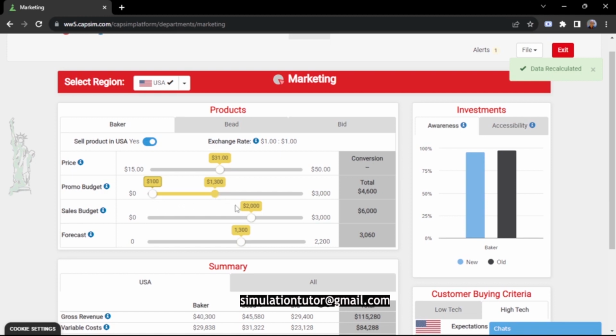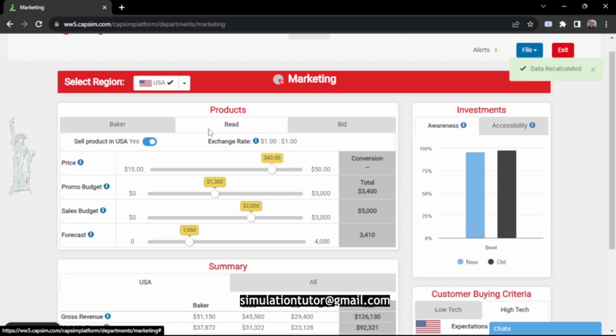Then for the sales budget, because I want to minimize my cost, I'll take it to 1000. Then in terms of forecasting, because I've not changed the R&D for my Becker product, I believe my product will age, so I'll sell more units. So I'll sell 1650 units. Based on my prediction and my forecast calculation, I forecasted that I'll add 350 more units from my previous forecast.